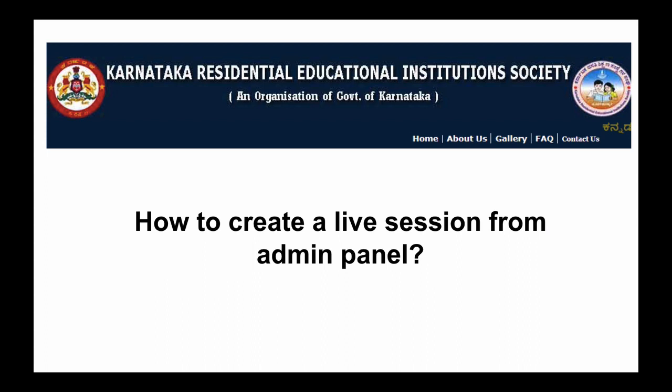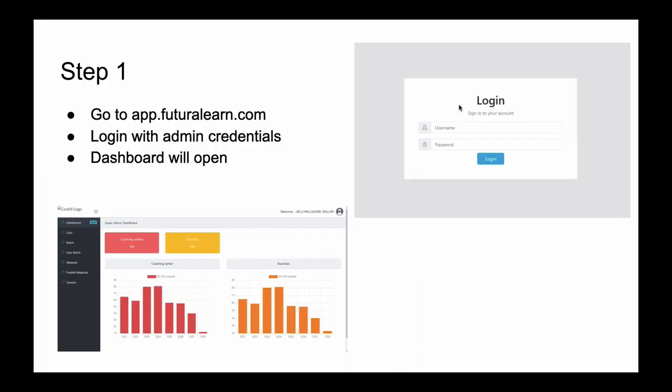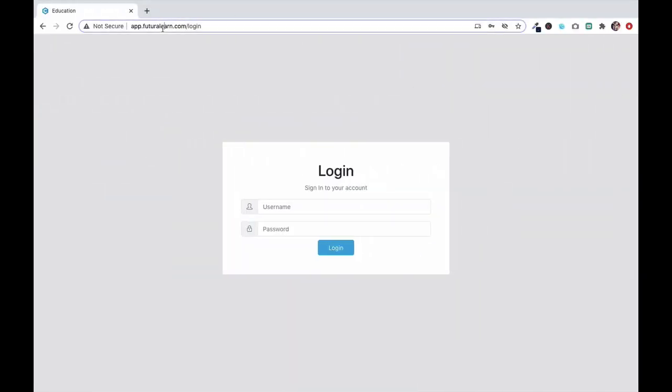Now we will see how to create a live session from the admin panel. Step 1, you have to go to app.futureoflearn.com. Then with your login credential you have to log in. So we are now at app.futureoflearn.com.